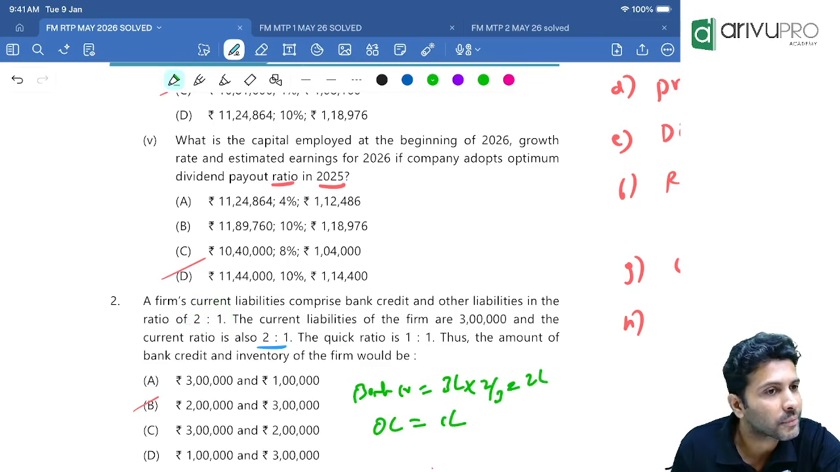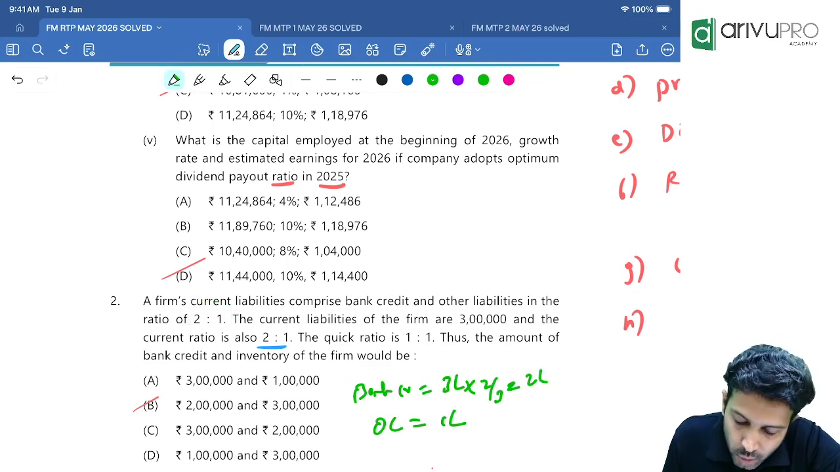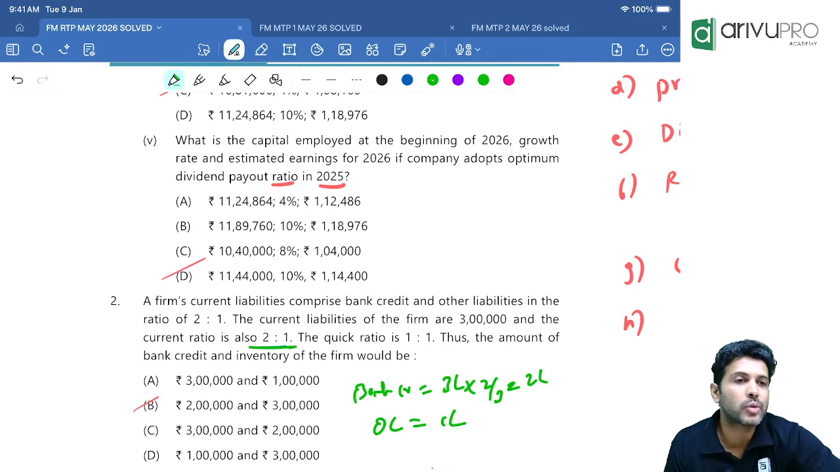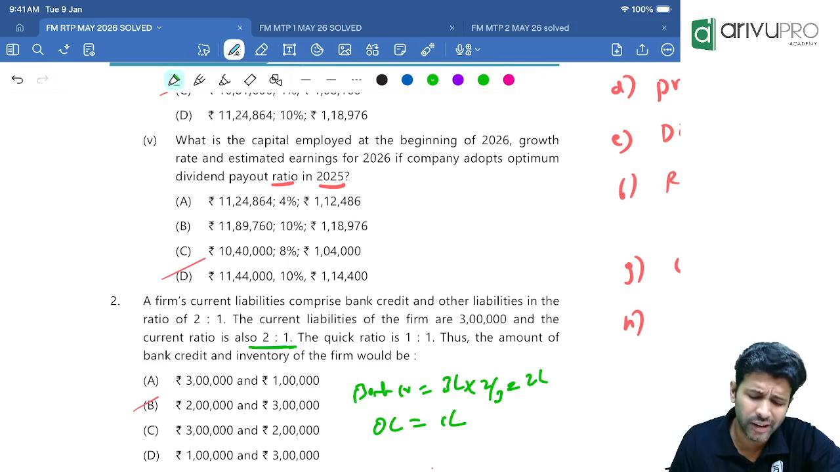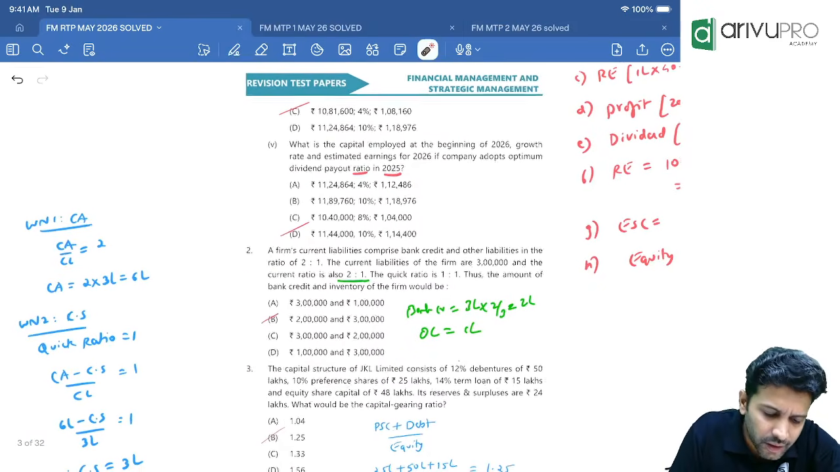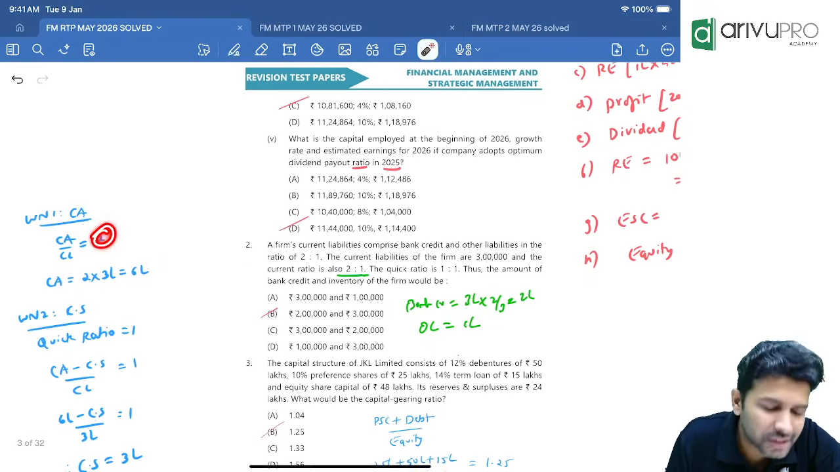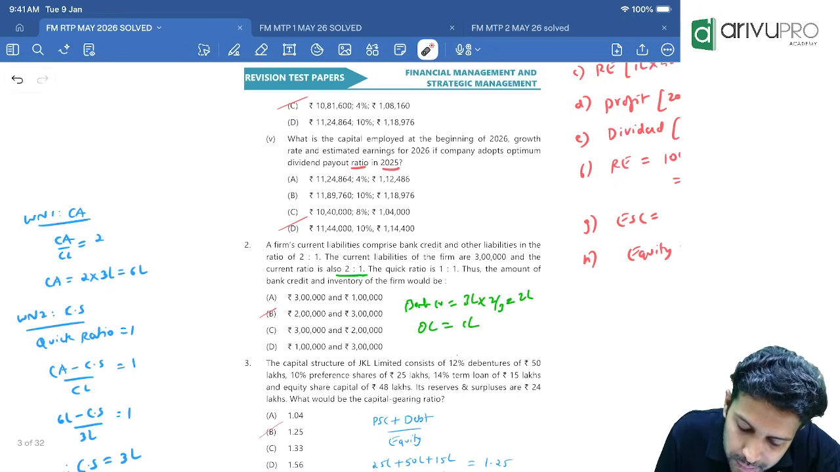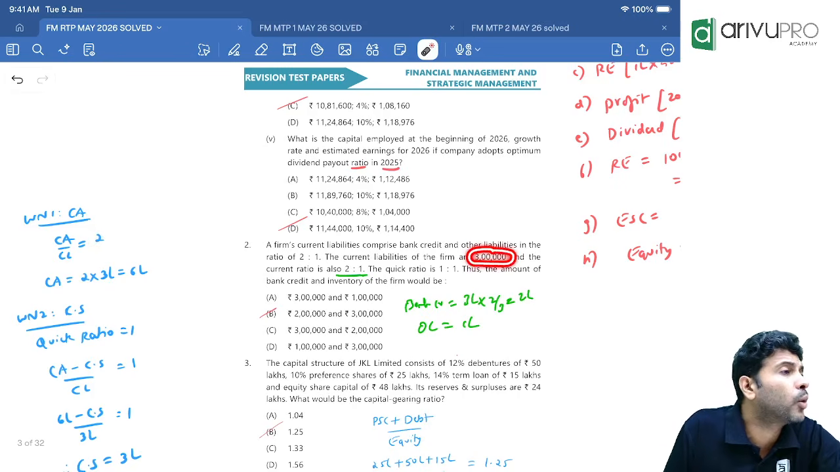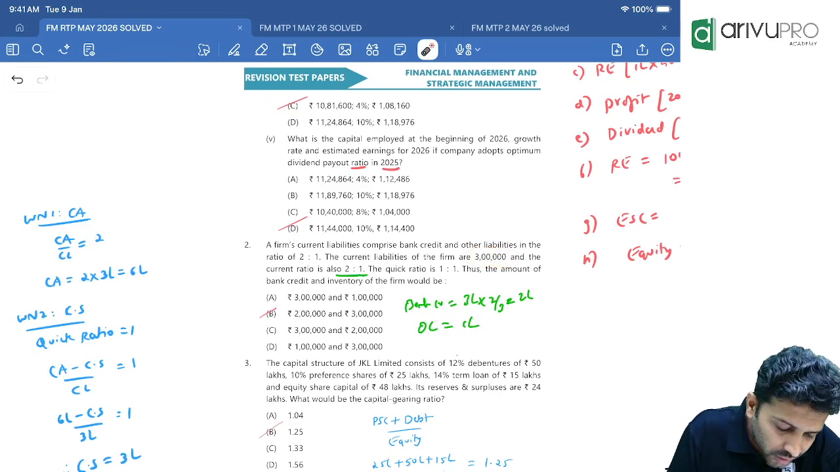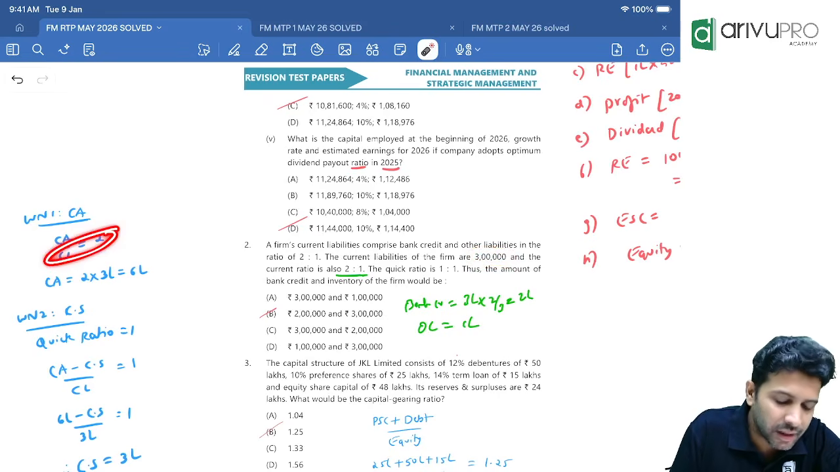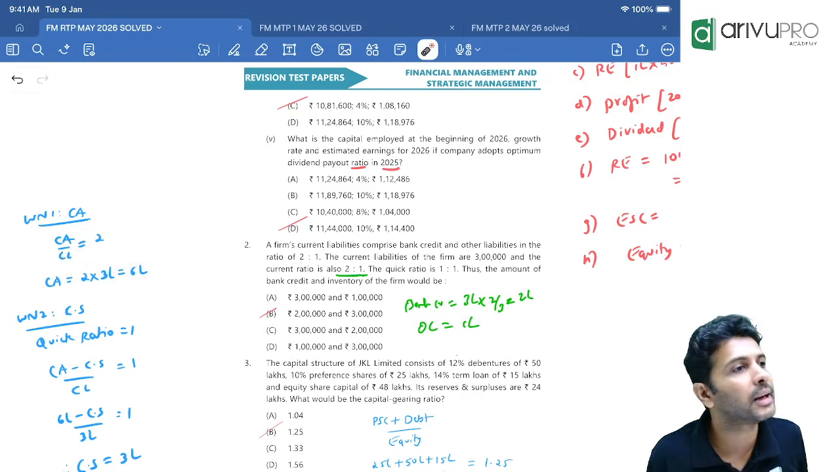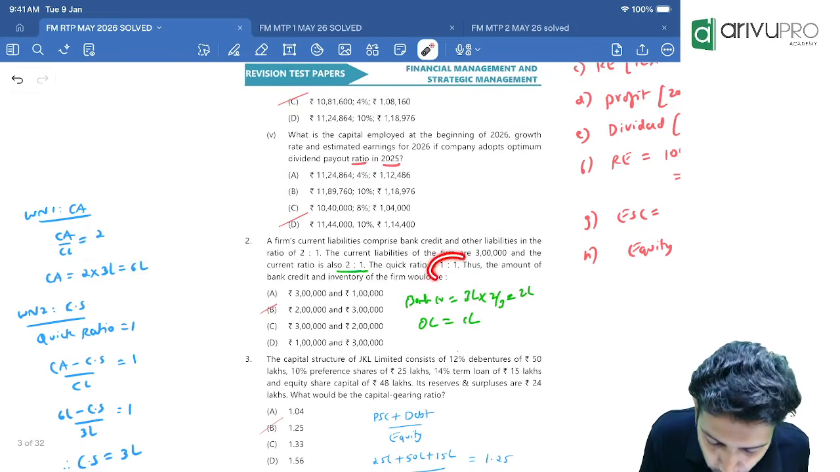So what will be others? Balance 1 lakh. Fine. Now they ask current ratio is 2:1. How do you get current ratio, people? Current assets divided by current liability. How much is that? 2. Current liability is given as 3 lakh. Therefore, what is current assets? Current asset is 2 times of current liability, which is how much? 6 lakh. Any problem?